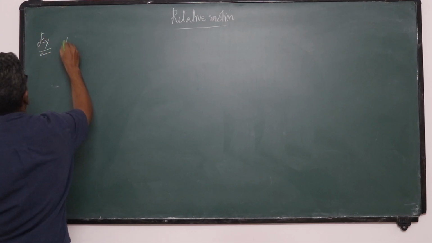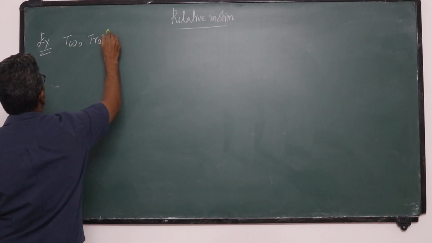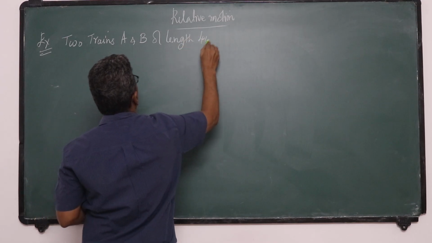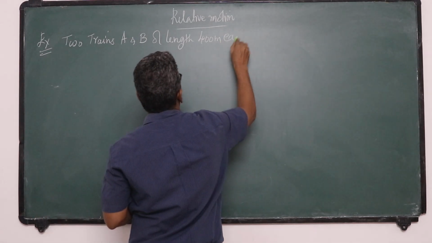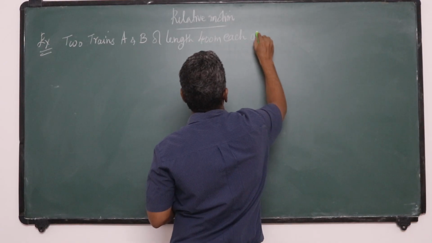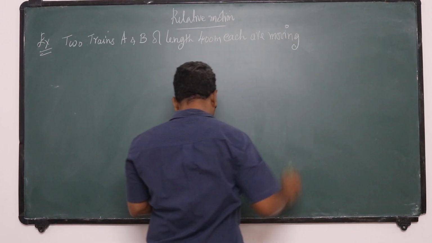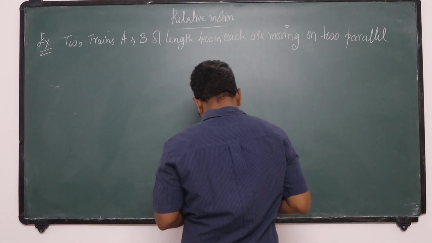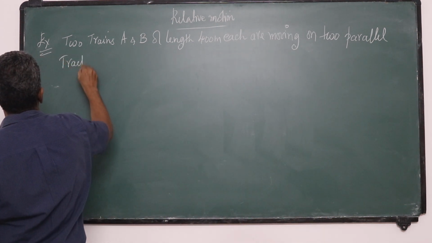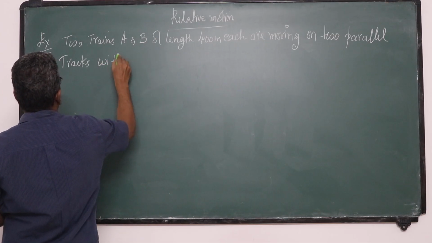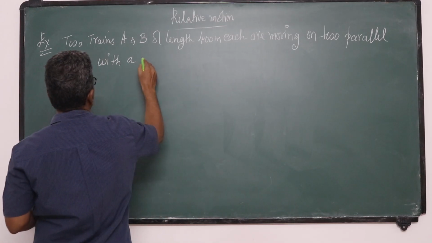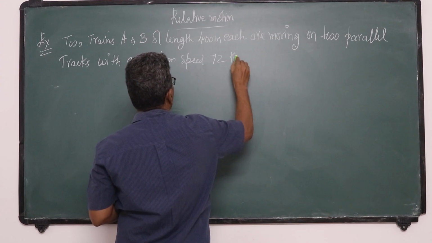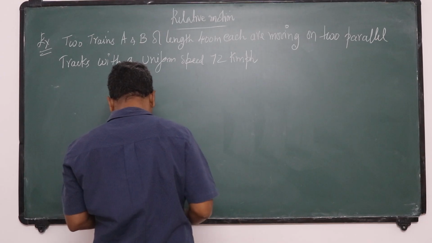Two trains A and B, of length 400 meters each, are moving on two parallel tracks with a uniform speed of 72 kilometers per hour in the same direction.